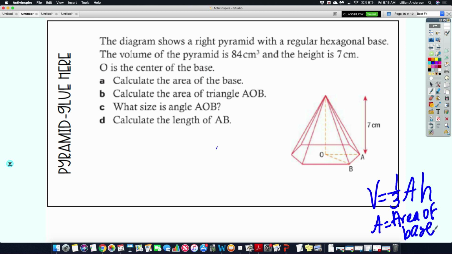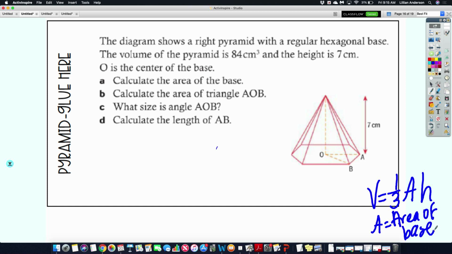The diagram shows a right pyramid with a regular hexagonal base. So we're back to the regular hexagon. The volume of the pyramid is 84 centimeters cubed. They give us the volume. So volume is 84 centimeters cubed and the height is 7. O is at the center of the base. We need to calculate the area of the base.